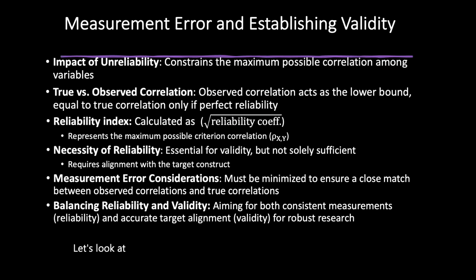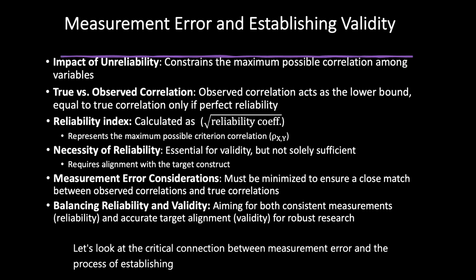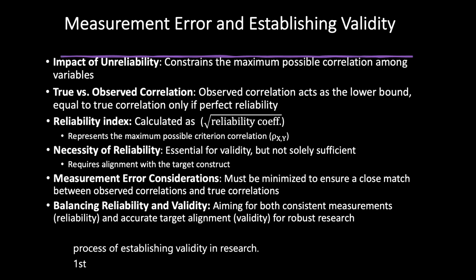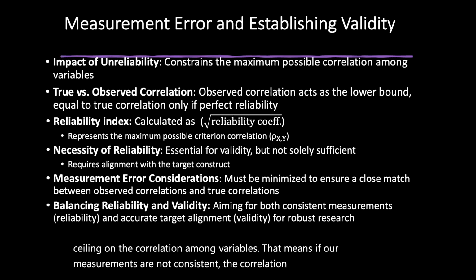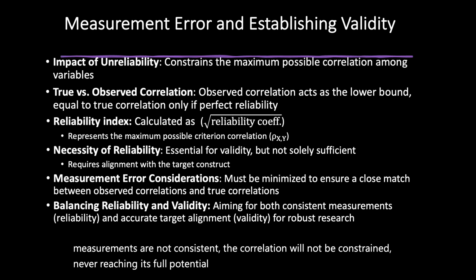Let's look at the critical connection between measurement error and the process of establishing validity in research. First, it's vital to understand that unreliability in measurements sets a ceiling on the correlation among variables. That means if our measurements are not consistent, the correlation will be constrained, never reaching its full potential. In essence, the less reliable the measure, the more suppressed the correlation.